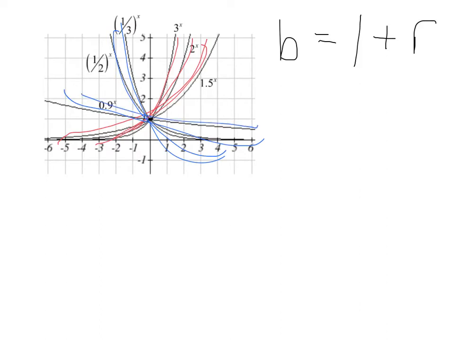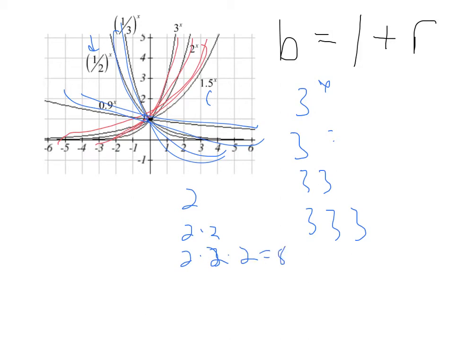And so if you have to do some matching up, just remember fractional base will be decay, a bigger base will be growth, and the bigger the base, so like notice how 3 to the x is growing a lot faster than 2 to the x, because for every x, that's getting multiplied by 3. So 3 to the first, then 3 to the second, and 3 to the third. So those are getting much bigger than, say, 2, or 2 to the second or 2 to the third. Whoops, 2 cubed. So that's 8, and that's going to be 27.